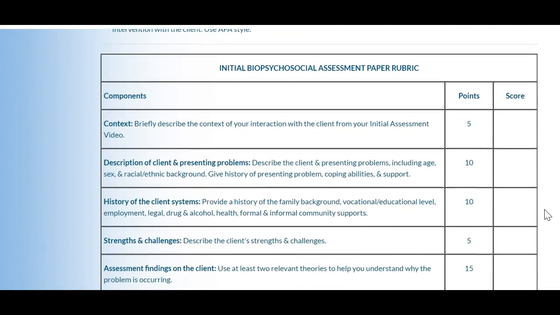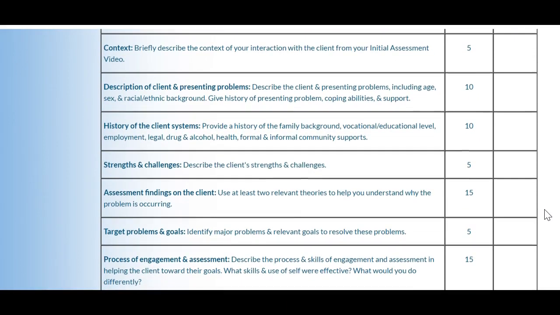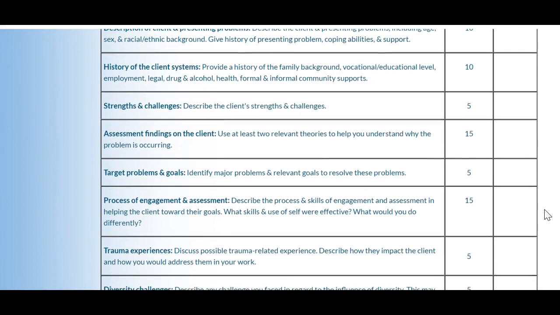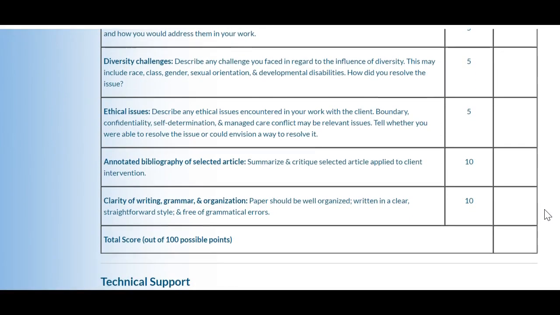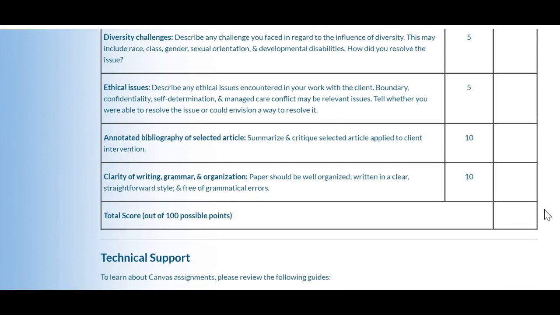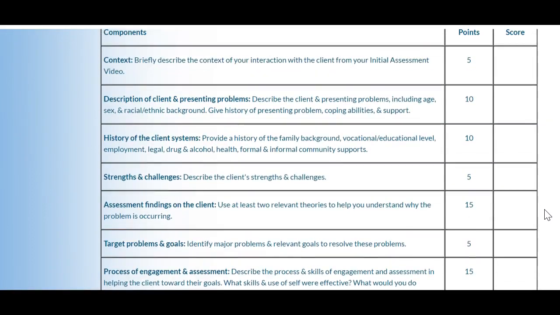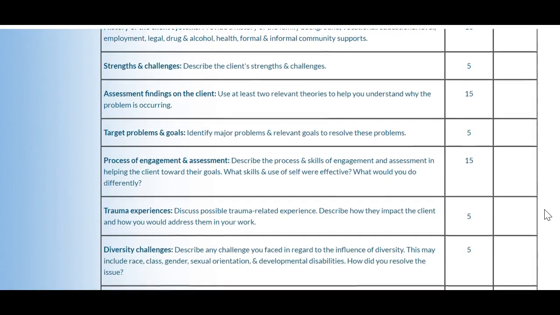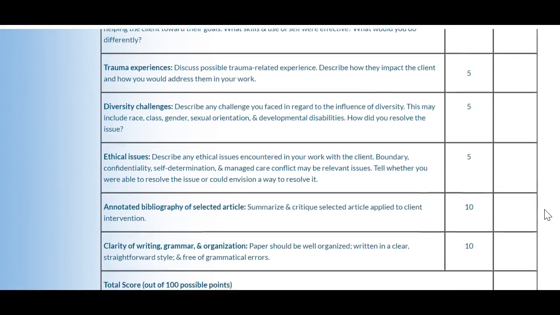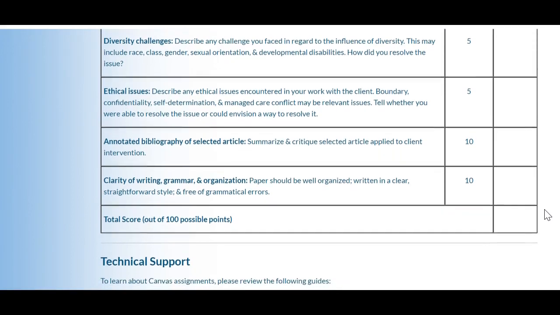As you can see, the point values, the presenting problems, the description of the client, history of the client's systems, the assessment, the process of engagement and assessment, annotated bibliography, and the clarity of writing all have a significant number of points. The context, the strengths and challenges, target goals and problems, trauma experience and diversity challenges, as well as the ethical issue, are all significant as well. They don't come with as much point value, but are equally important.